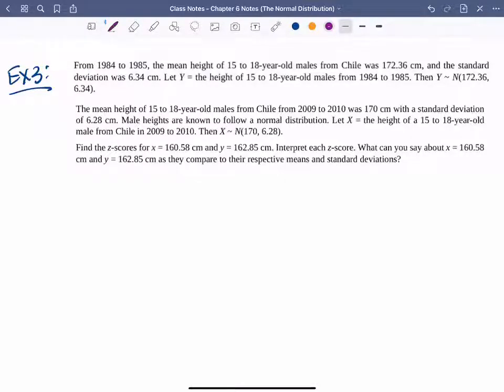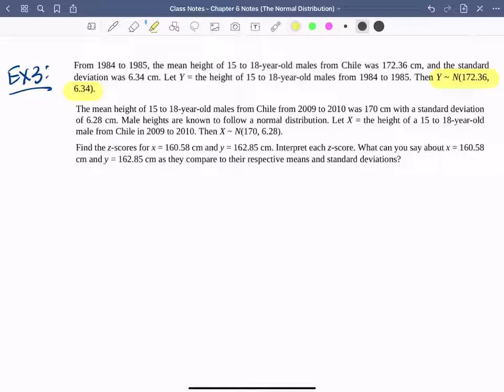So this is from 1984 to 1985. The mean height of 15 to 18-year-old males from Chile was 172.36 centimeters, and the standard deviation was 6.34 centimeters. It says let y equal the height of 15 to 18-year-old males from 1984 to 1985. Then, here's our key: y is normally distributed, with a mean of 172.36 and a standard deviation of 6.34.